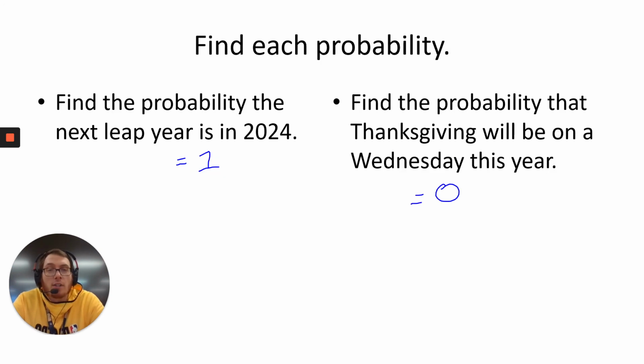Okay, just to show some certain or impossible events, find the probability that the next leap year is 2024. Well, the next leap year is 2024, so that's 100%. Find the probability Thanksgiving will be on a Wednesday. Well, Thanksgiving's on a Thursday, so that's 0. Unless the government decides to change the date to a Wednesday, then it would become 100%. But in its current setup, it's going to be 0 because Thanksgiving is on a Thursday, not a Wednesday.